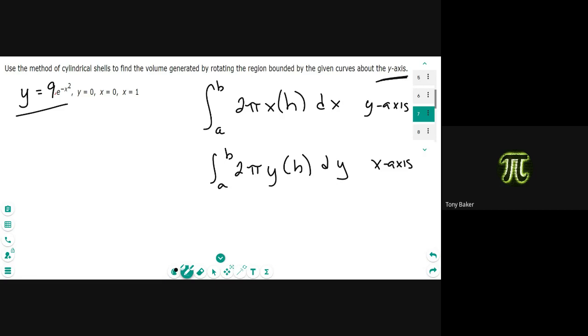So the height is my equation. And since we're going around the y-axis, it's 2 pi times the x times 9 e to the negative x squared dx. So the question is how do we find my limits? Since this is in terms of x, I would use the x's, so 0 to 1.